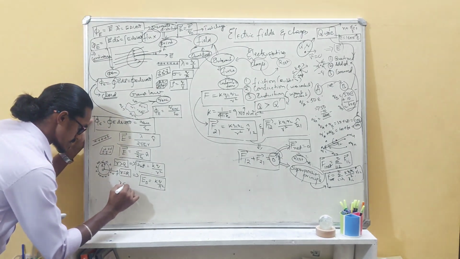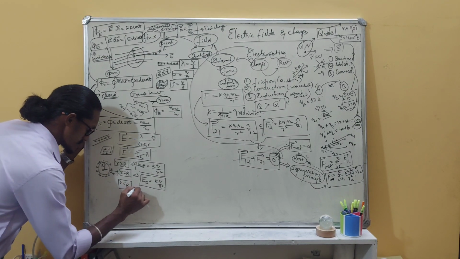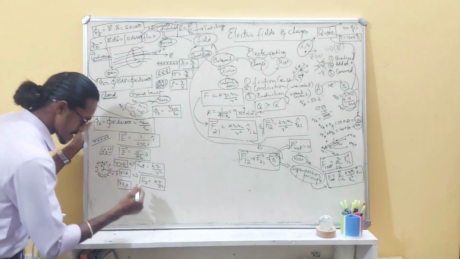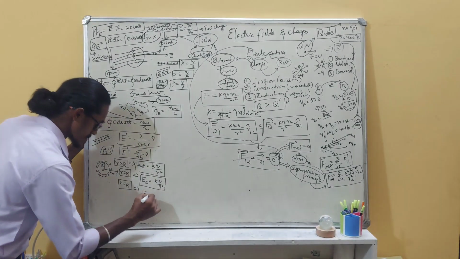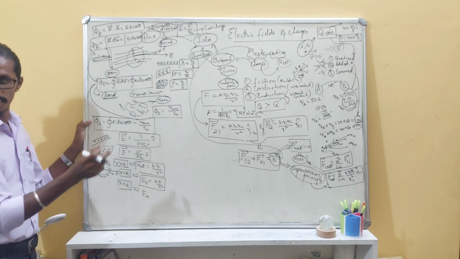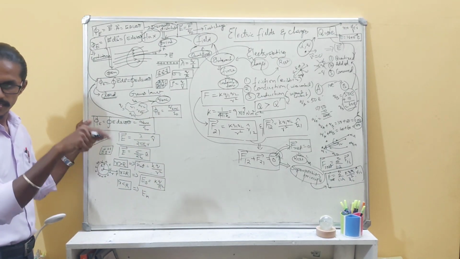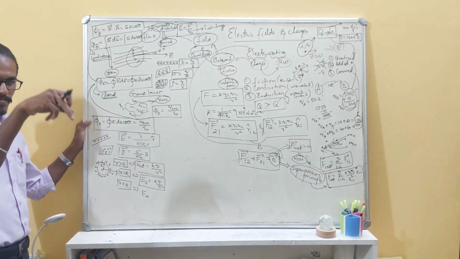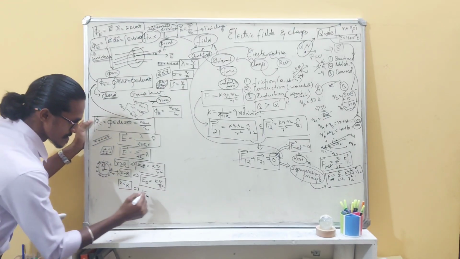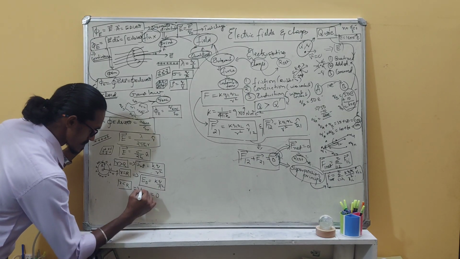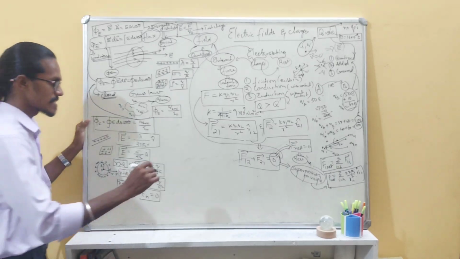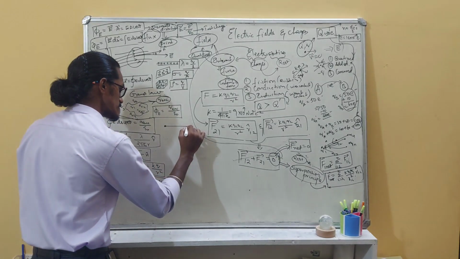Similarly, if r is less than capital R, it means your point is inside the sphere. There is no charge enclosed within the sphere, because according to Gauss law, flux is defined by the charge enclosed by the region. So therefore, there is no charge enclosed, and the electric field is said to be 0 inside the sphere. So the last topic is a concept called dipole.